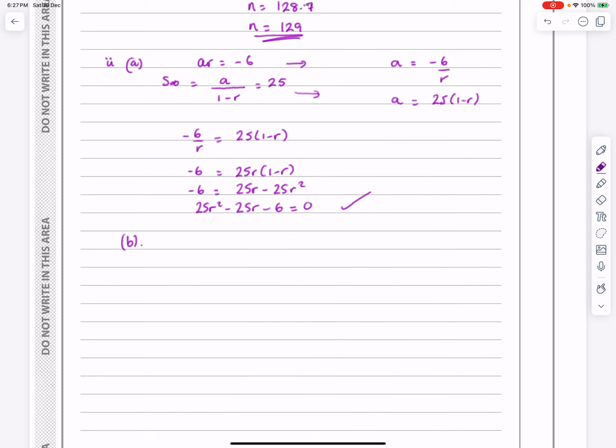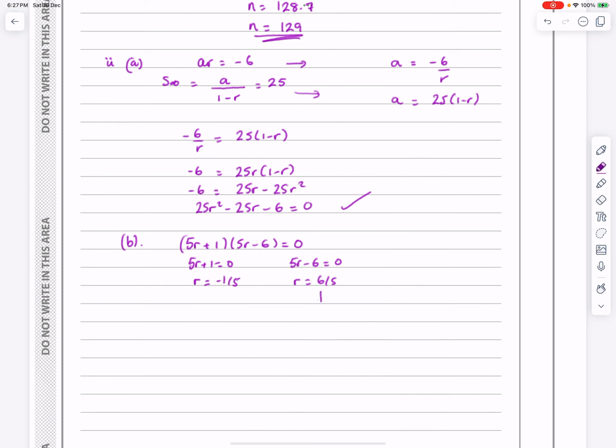Only because I've done it already, I know that it does actually factorise here. You can stick it into the quadratic formula if you want, but we should always have a go at trying to factorise, and this one does. It factorises to 5r plus 1, 5r minus 6 equals 0. If you go back to other parts of my channel, there are how-to videos which show you how to factorise those sorts of quadratics if you're struggling with them. But anyway, this is going to give me 5r plus 1 equals 0, which gives r equals minus a fifth, and 5r minus 6 equals 0, which gives r equals 6 over 5.